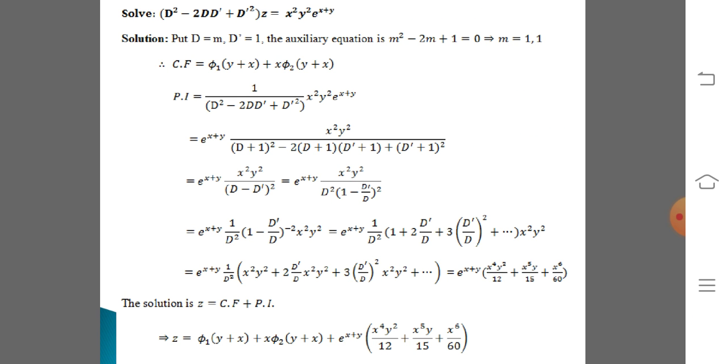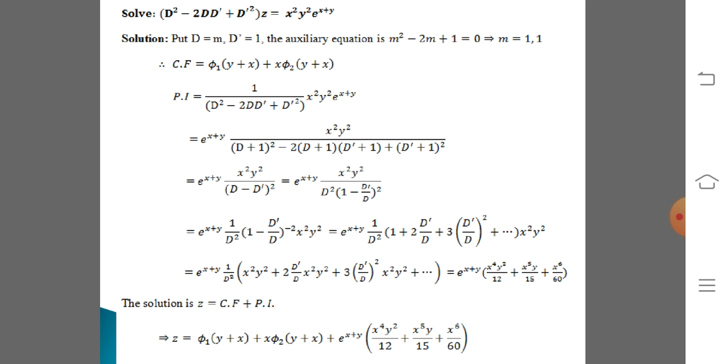Let us take up one more example, last example. Solve D square minus 2 D D dash plus D dash square of z equal to x square y square into e power x plus y. So, to write the auxiliary equation, we have to take D equal to m and D dash equal to 1. So, we have m square minus 2m plus 1 equal to 0 to be the auxiliary equation. If we solve this equation for m, we get m equal to 1 comma 1. So, here the roots are equal, repeated roots.